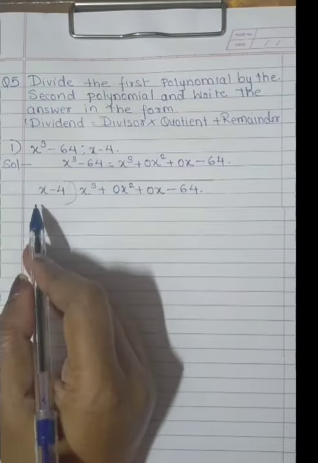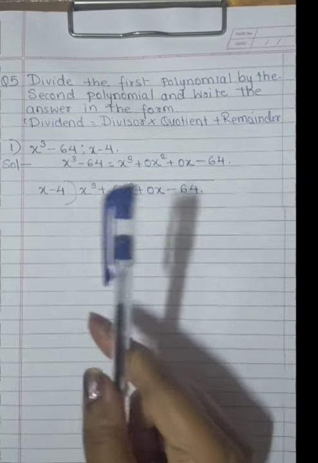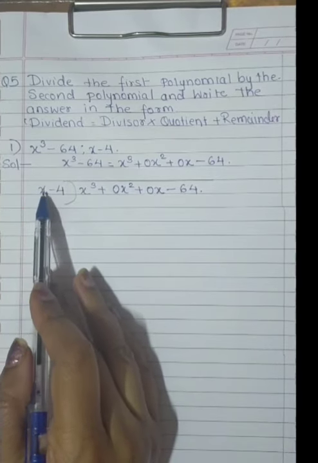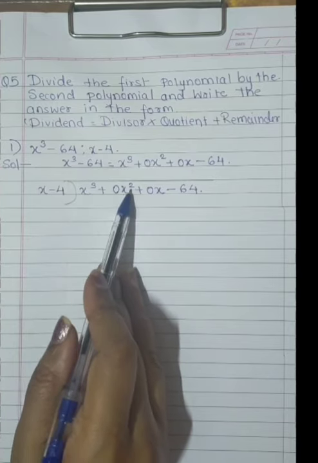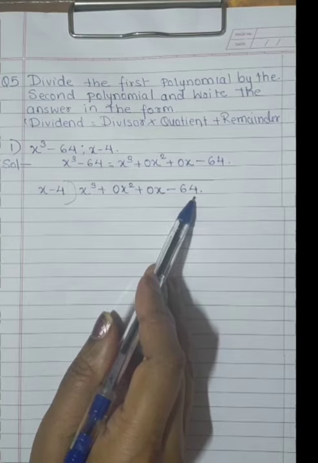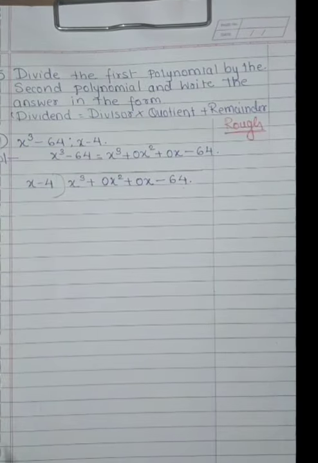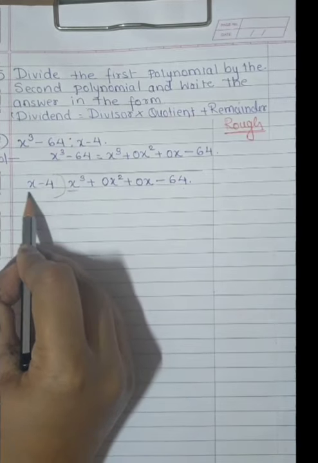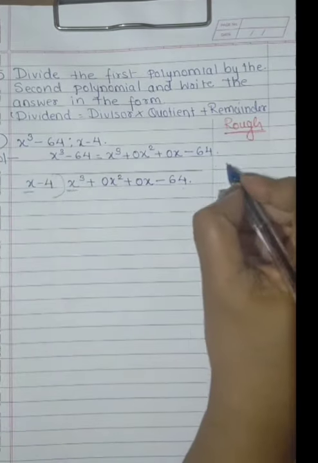Okay, now this division is a little bit different from what we do every time because it is a polynomial. So here, as you can see, x minus 4 is given. We have to divide x cube plus 0x square plus 0x minus 64 by it. Okay, so step by step I am going to show how to do this. So here, as you can see, first x cube is given and we are having x here. So we have to divide both of these. So I am showing here how to do it.